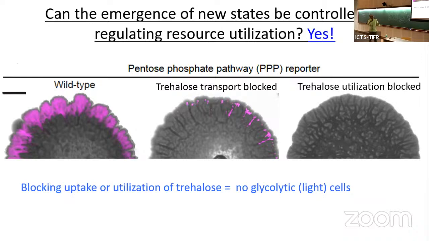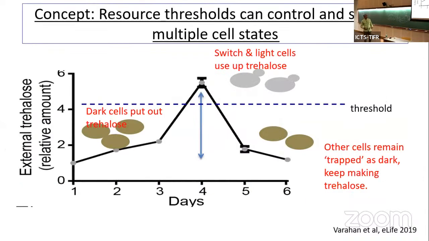You see they're all, of course, in this part of the colony. But now if we just block transport, this is slightly inefficient, so we'll see very, very little glycolytic cells. And if we block the utilization of trehalose, you completely lose the glycolytic cells. You still have colonies, they're still growing. They're actually much smaller. Even though we have scaled it here, you can see this is smaller than this. But we now see how you can start creating 2-state systems in a population of cells starting uniformly from one metabolic state.